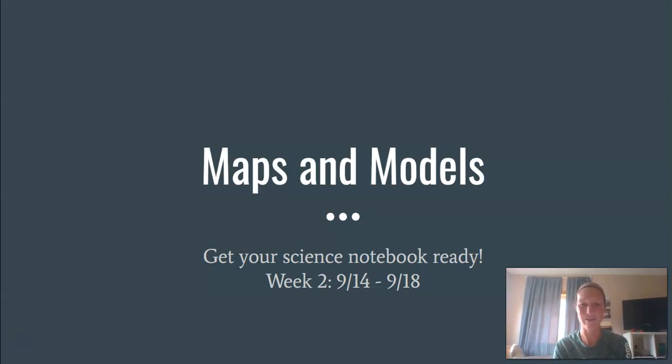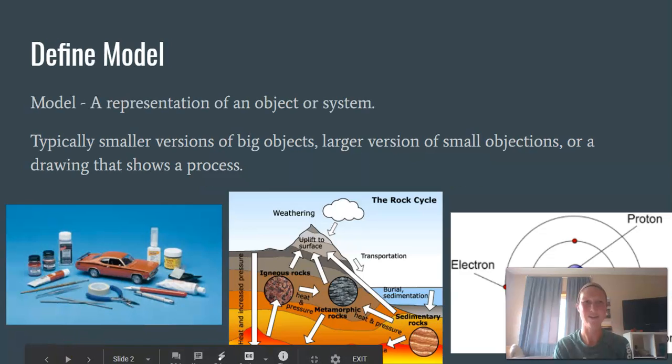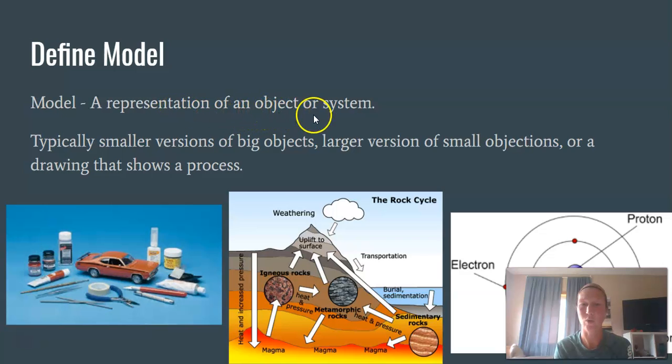Again, if you don't have your science notebook ready, please pause the video and grab it now. All right, I'll assume that you have it. Now, we are all starting our unit talking about maps and models. So we want to start with a definition. The definition of a model is a representation of an object or system. Again, this is what I'm going to want you to write down on your vocabulary page.